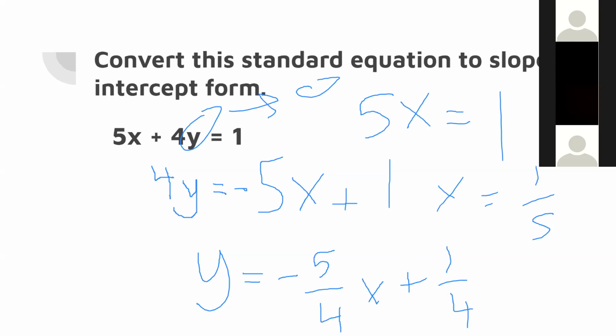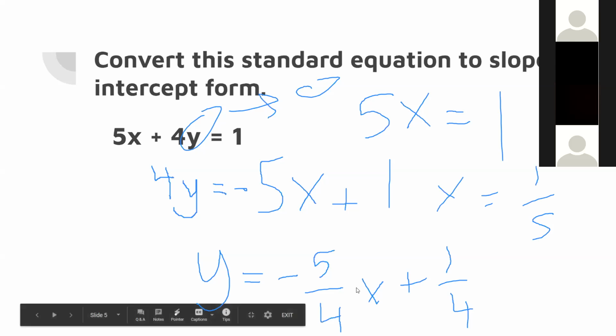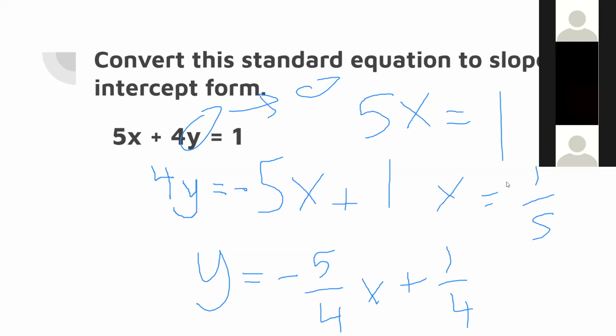Does that make sense? Awesome. So you see how it's easier for you to get the x-intercept with standard form? Okay.